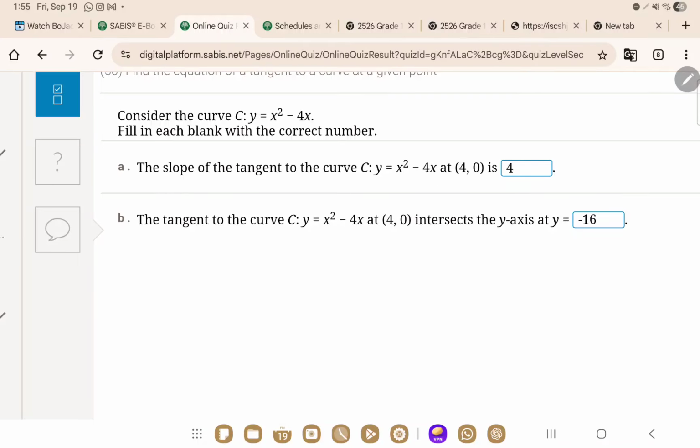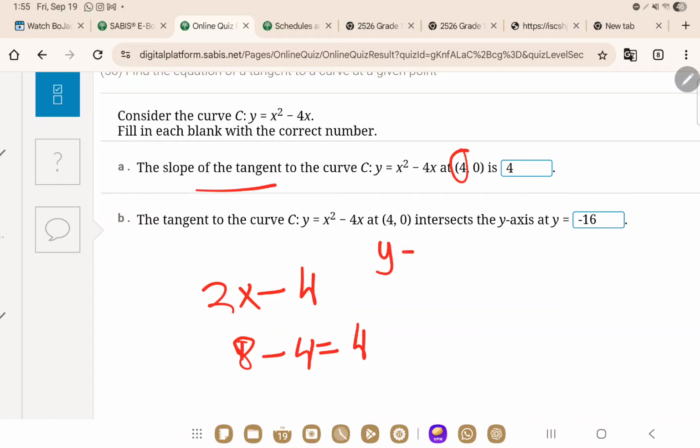Consider this curve. We need to find the slope of the tangent. To find the slope of the tangent, you derive it. So 2x minus 4. Then you substitute the x point, so it's going to be 4. So it's 8 minus 4. So the slope of the tangent is 4. Now, to find the equation of the tangent, to solve part B, y minus 0, which is y, equals 4 into x minus 4. So it's 4x minus 16 when you distribute.